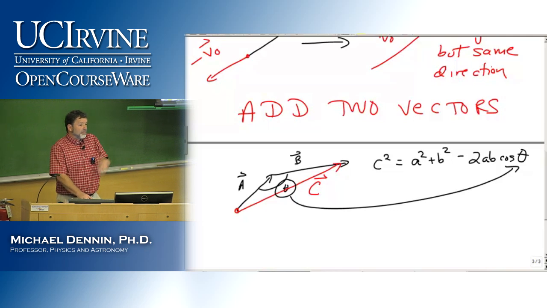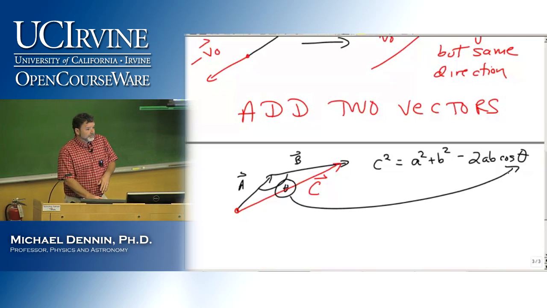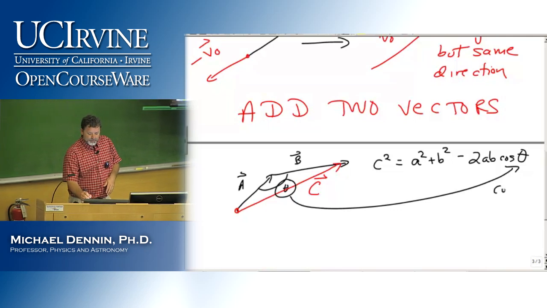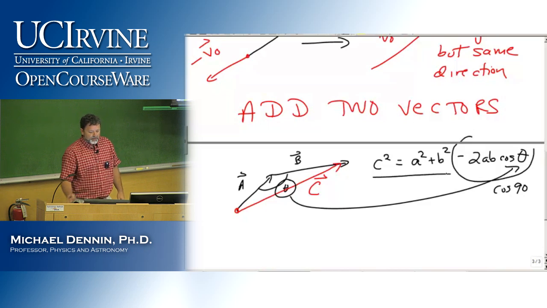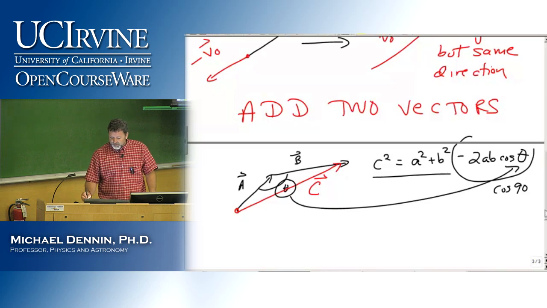This looks a lot like the Pythagorean theorem. Because, does anyone remember what the cosine of 90 is? 0. So when that angle's 90 degrees, this goes away, and you have the Pythagorean theorem. This can be a useful shortcut in many problems. It's called the law of cosines.